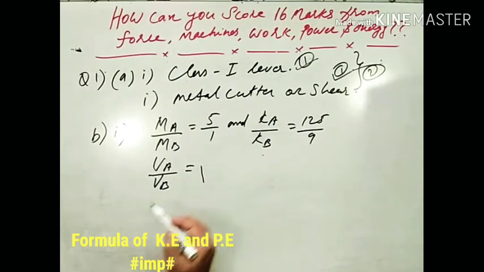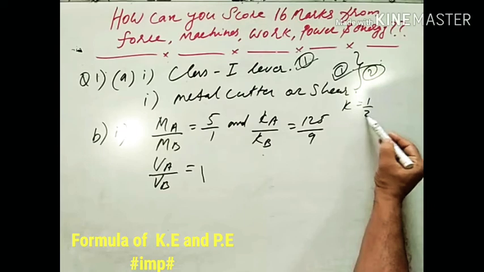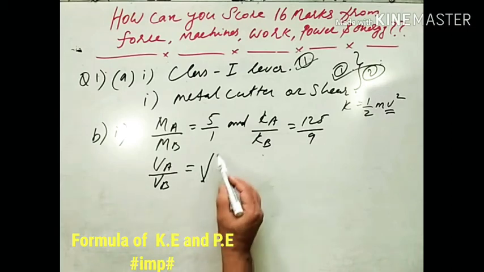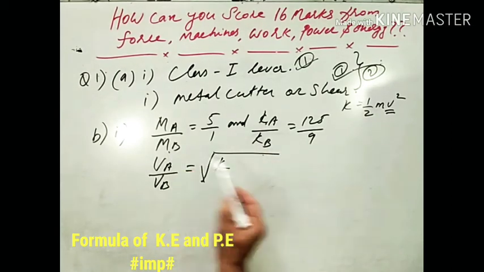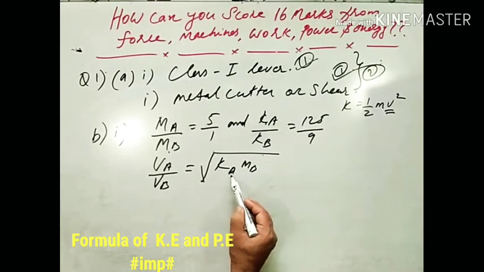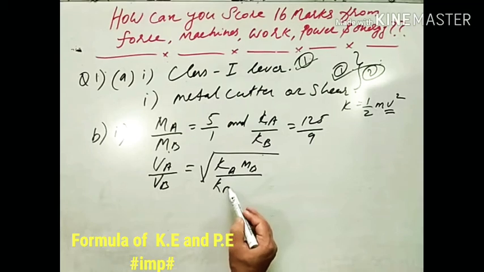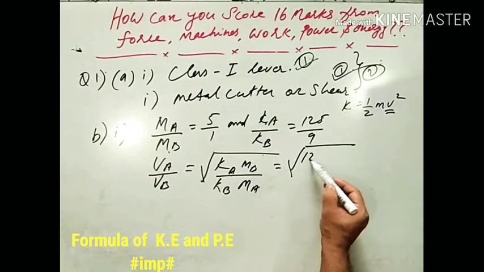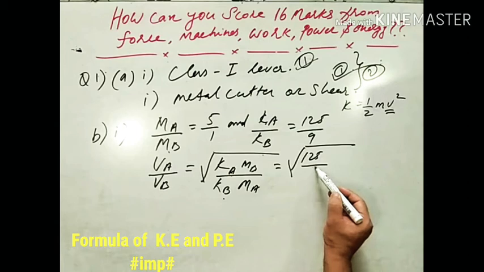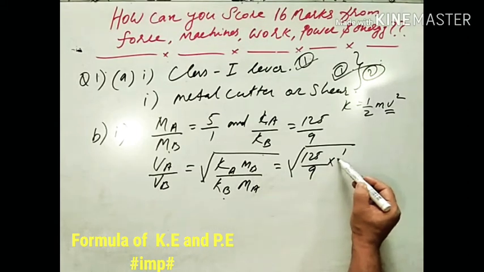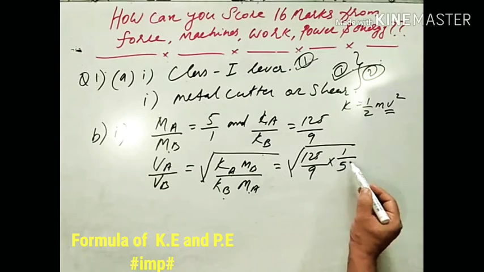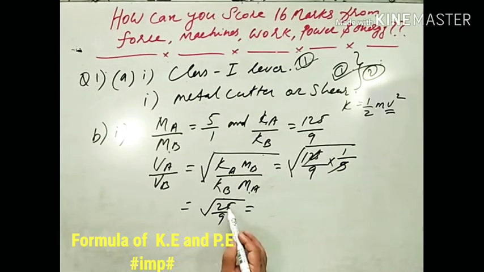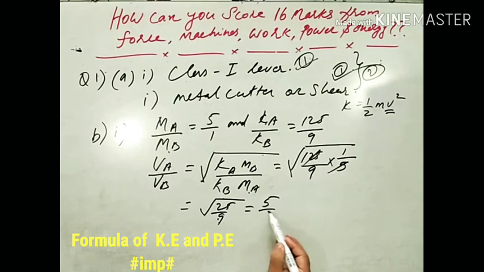That will be equal to, you know that kinetic energy K is equal to half mv squared. So velocity is equal to the square root of Ka mb, the kinetic energy of body A into the mass of body B, divided by the kinetic energy of body B into the mass of body A. So that's equal to kinetic energy of body A 125 divided by kinetic energy of body B 9, into mass of body B 1 divided by mass of body A, which is 5. On solving, you are getting square root of 25/9, that's equal to 5/3. So this is the answer.